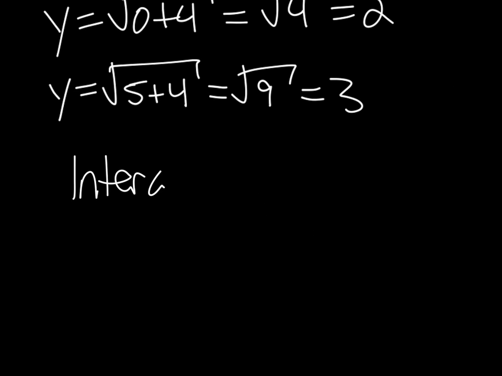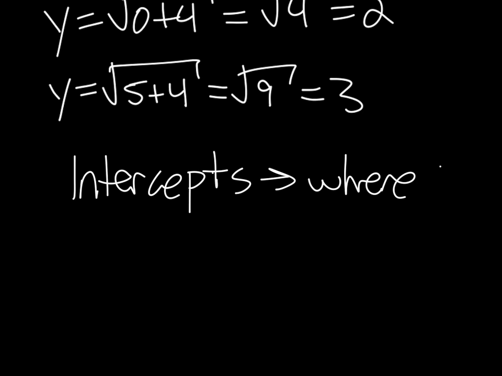Intercepts. Okay, so I'm going to probably call them curves if I remember. So the intercepts are where the curve, oh, there's one other thing. The where makes me think of one other thing. Where the curve or line, whatever it may be, crosses one of the axes.